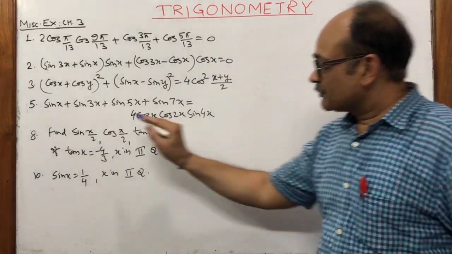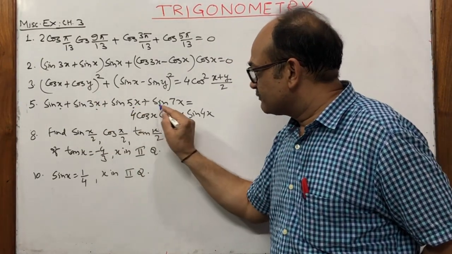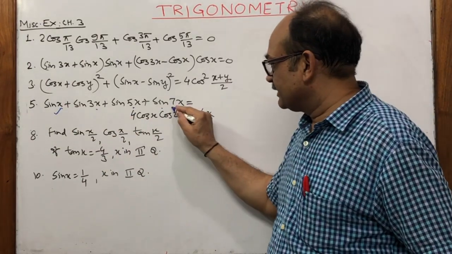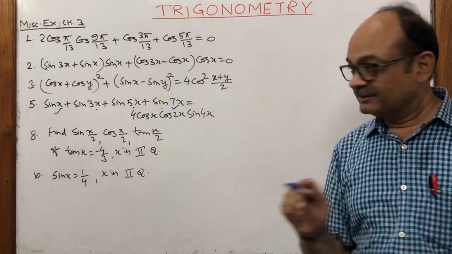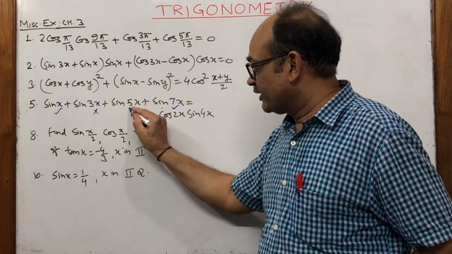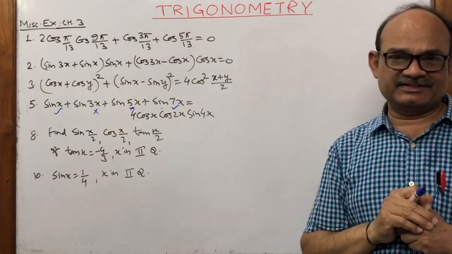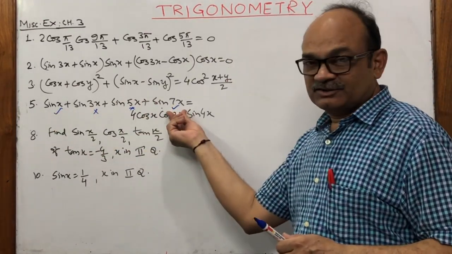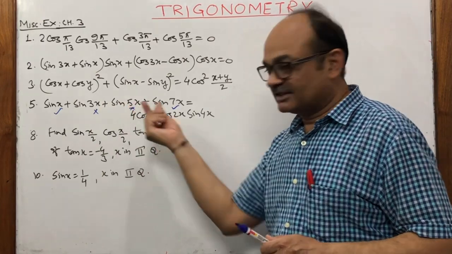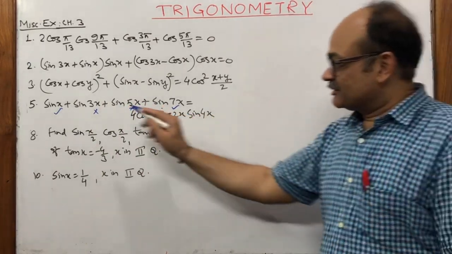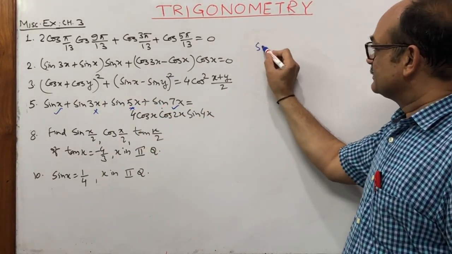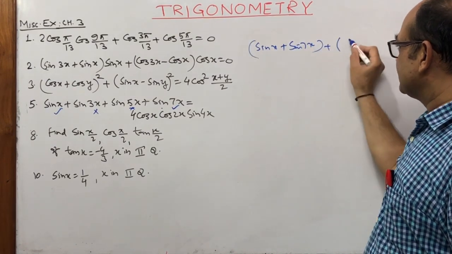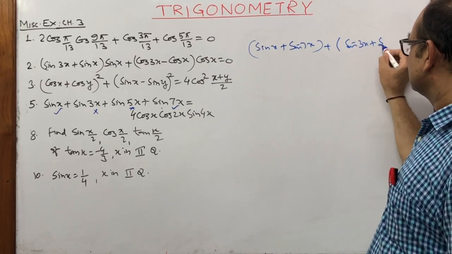Fifth sum: 1, 3, 5, 7. We have to make pairs such that 1 and 7 make 8, and 3 and 5 make 8. बस ये इस क्वेश्चन की खासियत है. टोटल मैच करना है कि थीटा और इसका थीटा टोटल 8, इसका थीटा टोटल 8. So make pairs: first sin x, sin 7x, and second sin 3x, sin 5x.